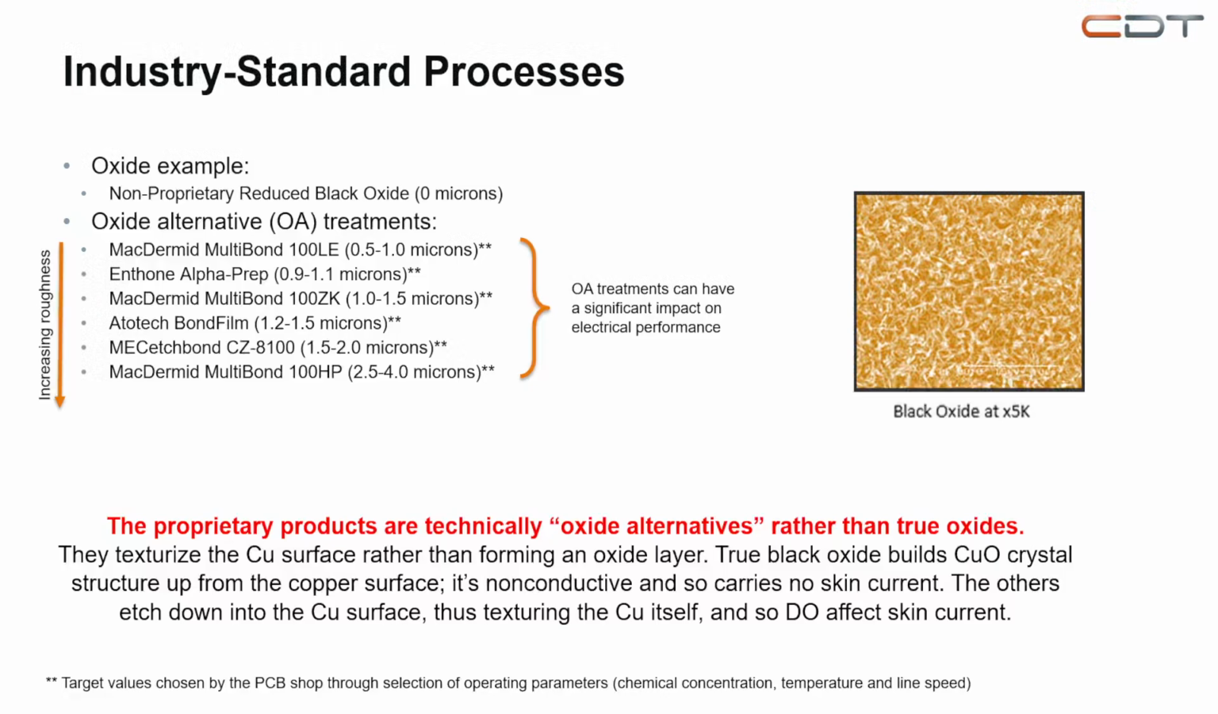True black oxide builds cupric oxide, the oxide of copper, a crystal structure up from the copper surface. It is non-conductive, and that's why it carries no skin current. The others etch down into the copper surface, thus texturing the copper itself, and so they do affect skin current. So you already see the difference. Skin current, or skin effect, is quite a big thing in our applications.